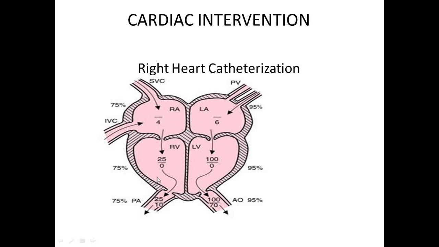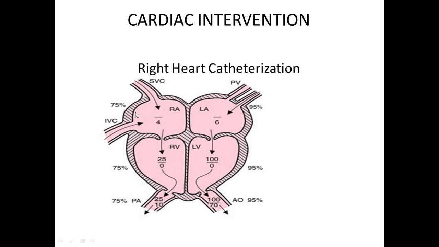So you can make that assumption if you have oxygen step up right here. As opposed to if you have oxygen step up in your RV, you can make the assumption that you have a defect in the ventricular septum. And then for a PDA, you're going to have oxygen step up in your pulmonary artery, okay, for a PDA. So you have to know your normal pressures, and you have to have an idea of your saturations.